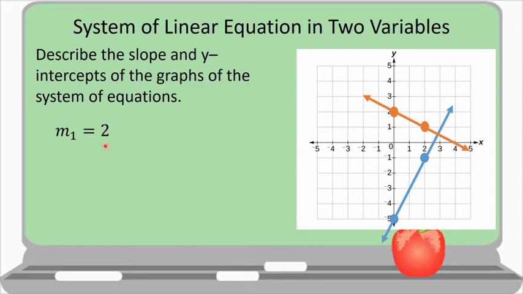Now, let us get the y-intercept. So, the y-intercept is negative 5. Why is it negative 5? Because the graph passes through the y-axis at the point 0, negative 5 here in this point. So, therefore, the y-intercept is negative 5.